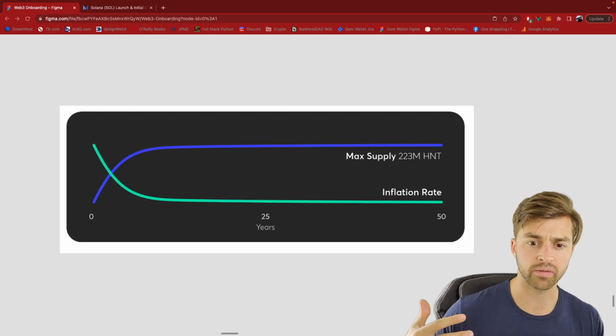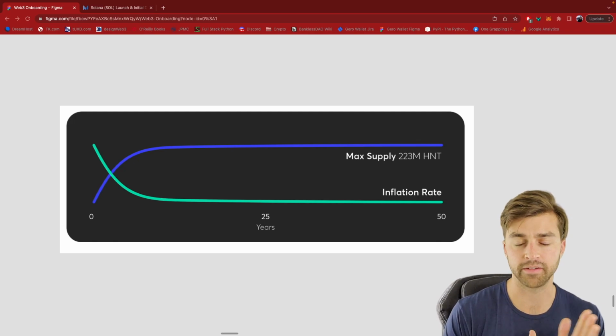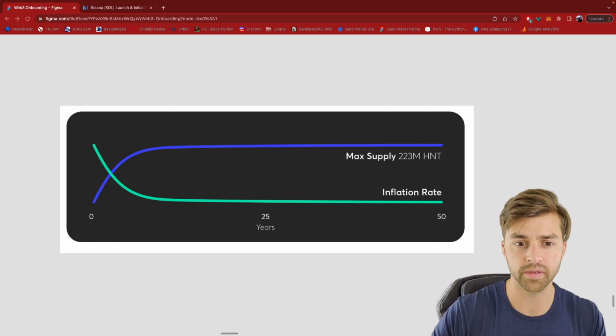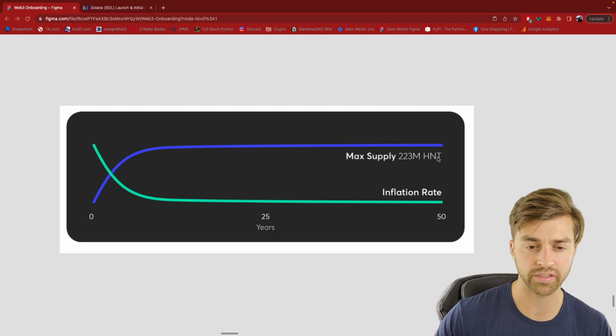And this could make the Ether cryptocurrency actually deflationary. So when we talk about token economics, it's really just several things. Is it fixed supply or is it inflationary? If it's fixed supply, what is the total cap? So as you can see right here, this is HNT or Helium Network Token. It has a fixed max supply of 223 million HNT.